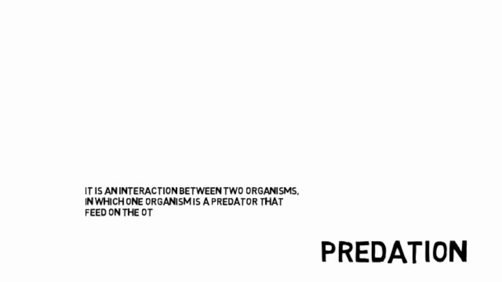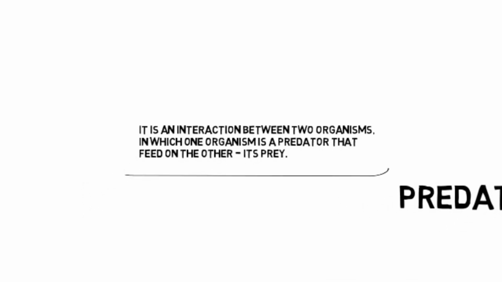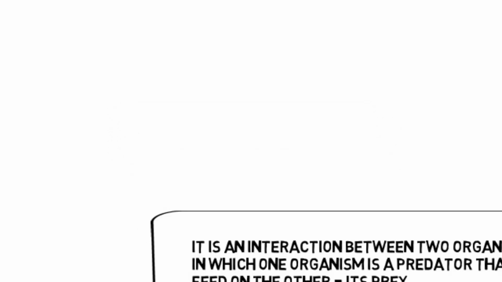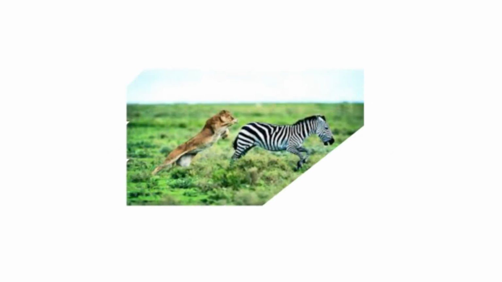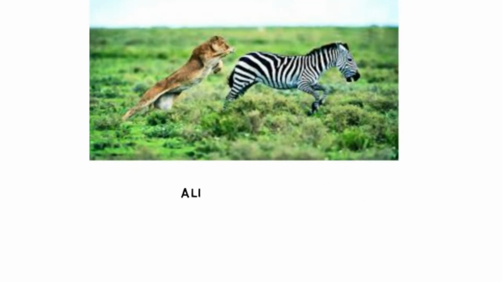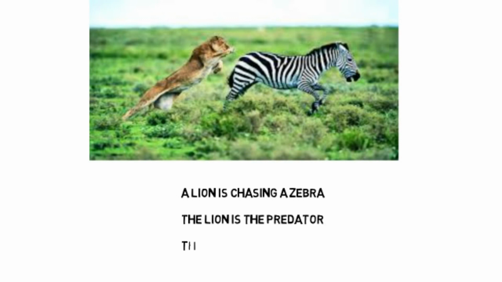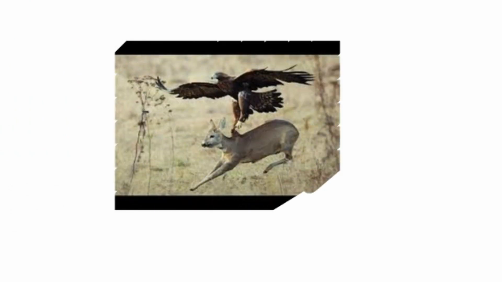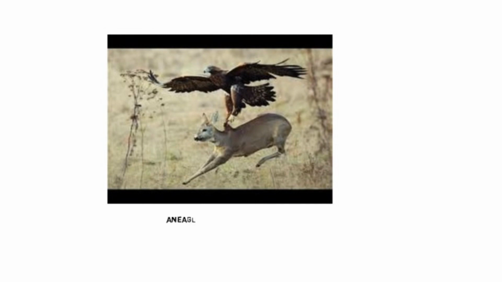And now let's talk about the term predation. It is an interaction between two organisms in which one organism is a predator that feeds on the other, which is a prey. Look at this picture. It's a picture of a lion chasing a zebra. The lion is the predator and the zebra is the prey. And now here's a picture of an eagle chasing a deer. The eagle is the predator, while the deer is the prey.